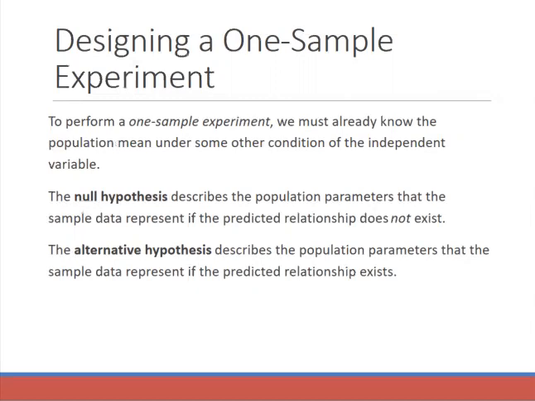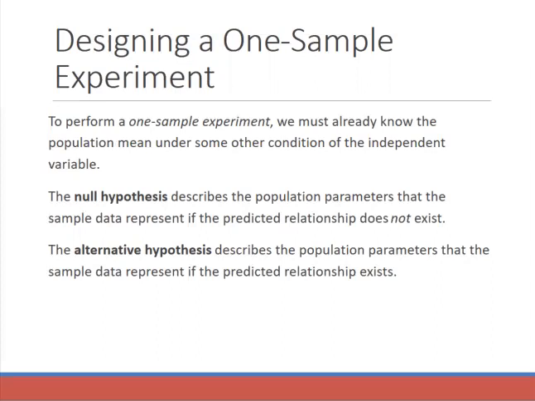So what we're going to get is two different hypotheses. The null hypothesis describes the population parameters that the sample data represent if the predicted relationship does not exist. So the null is nothing, there's no effect. The null hypothesis will always be some variation of no effect. So in this case, maybe the null hypothesis is that the pills don't influence IQ. The data all comes from the same population.